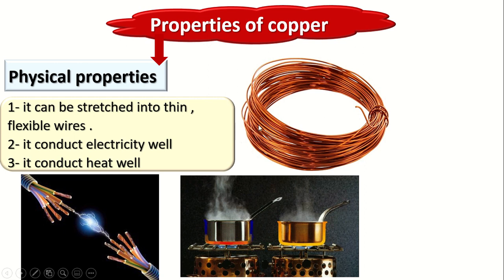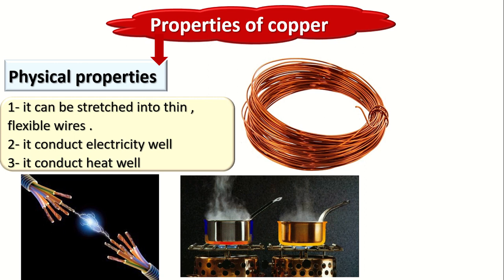Okay, how can we make it like that? The copper can be stretched. We can melt it and stretch it into thin flexible wires. So the copper can be stretched into wires. So this is a physical property. The first physical property of copper is that it can be stretched into wires.